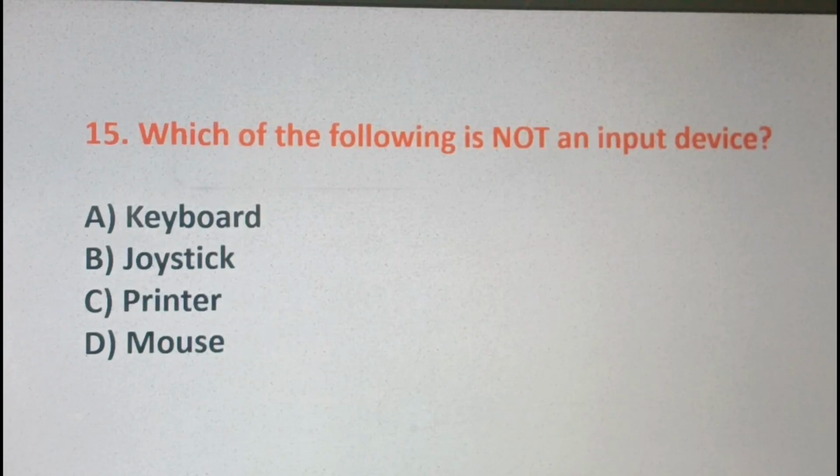The next question, which of the following is not an input device? Keyboard, joystick, printer, mouse. The correct answer is option C.